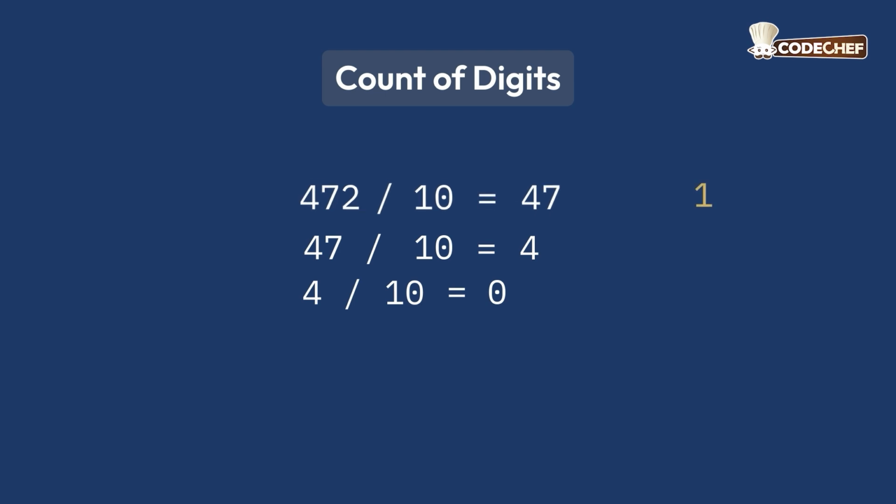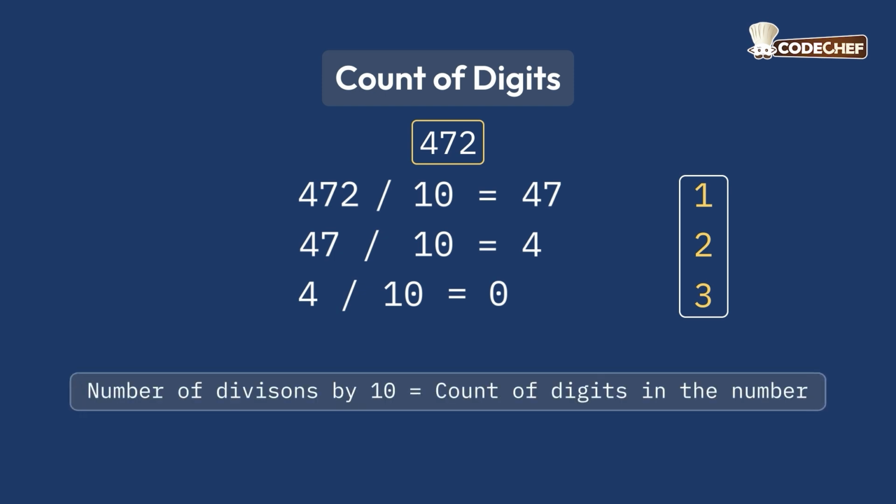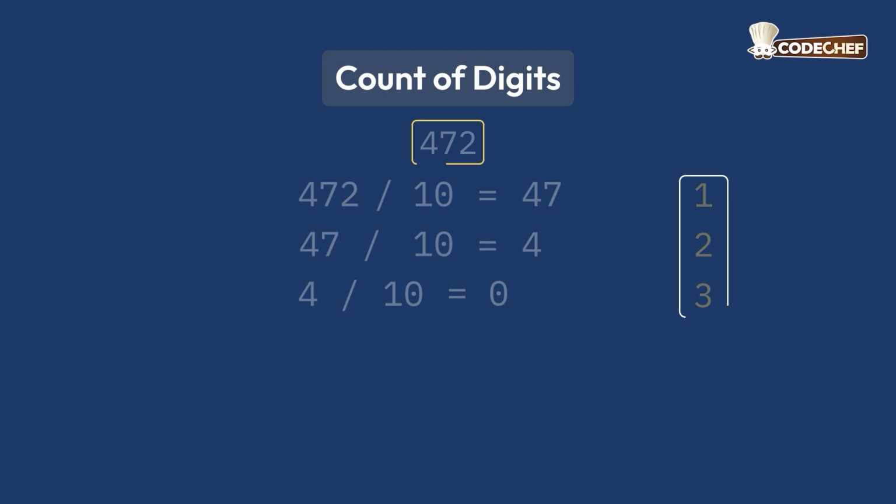Now check the count of divisions we performed. It's 3. The count of digits in the original number is also 3. So basically, the number of times we can divide a number by 10 is equal to the count of digits in that number. Let's code this out.